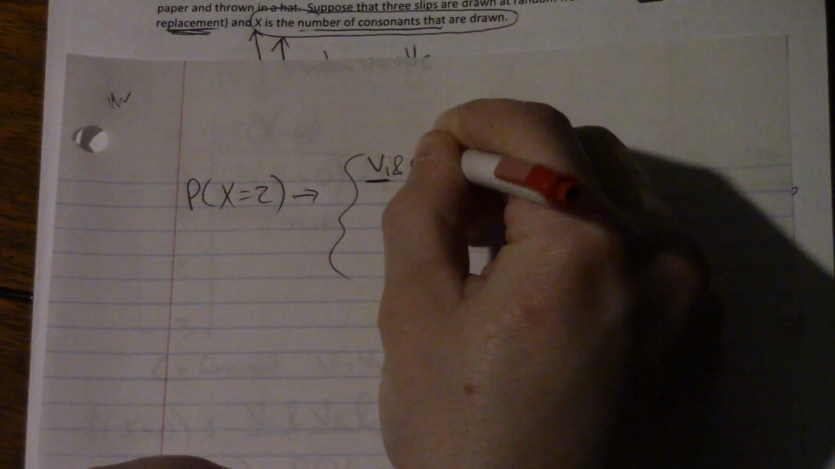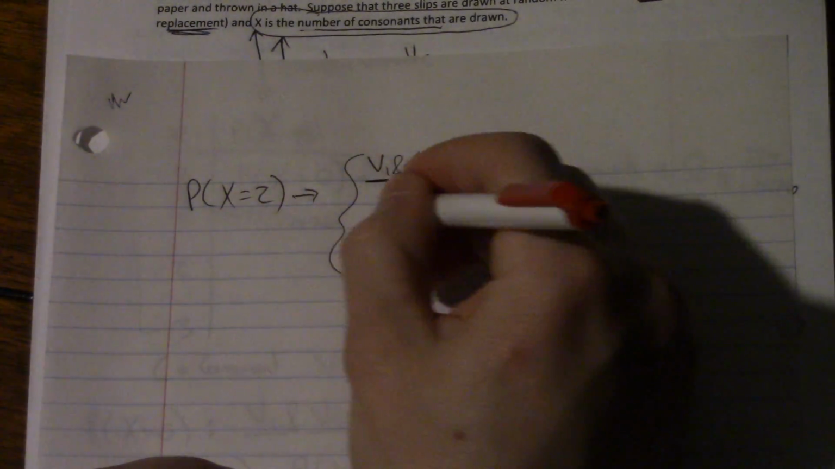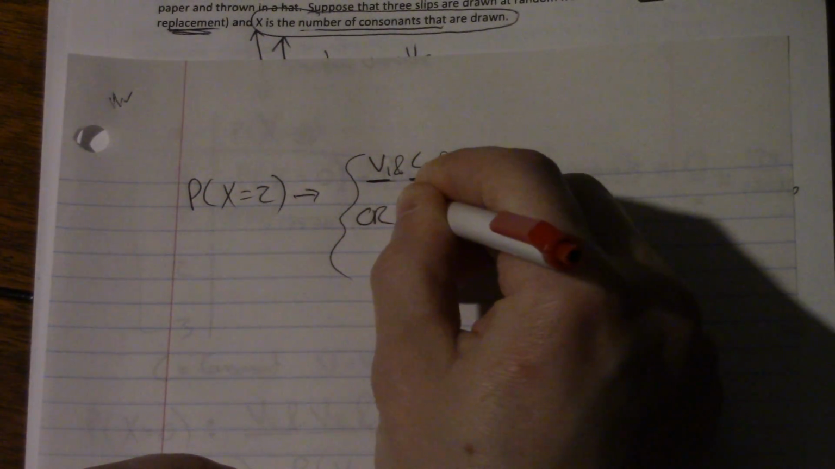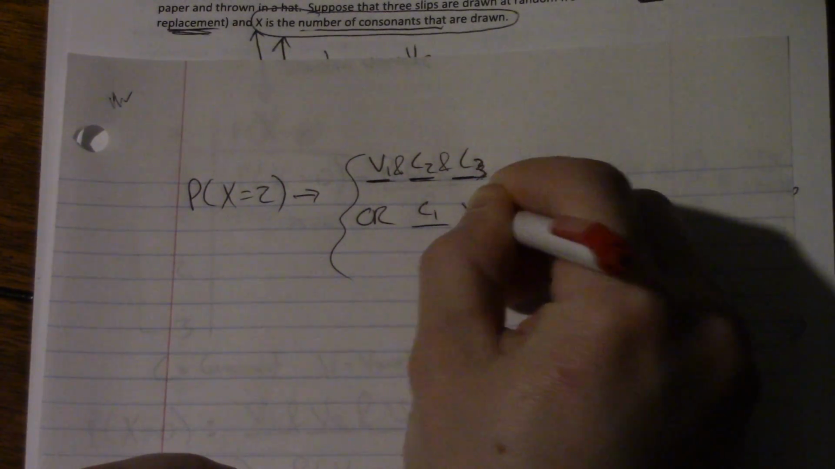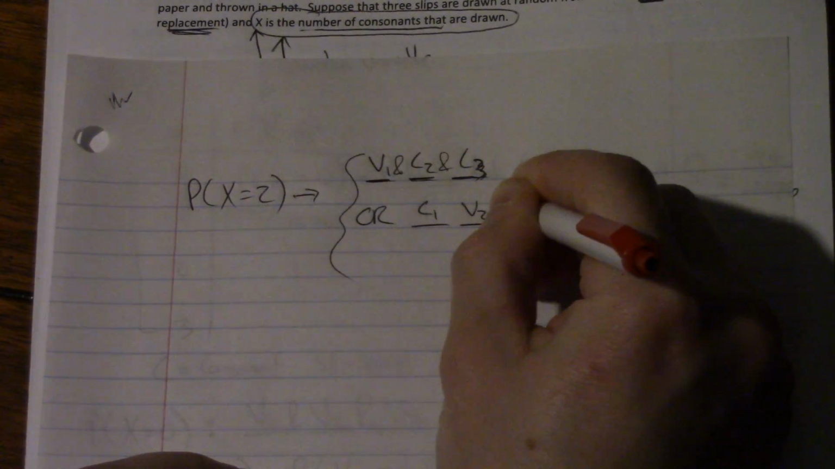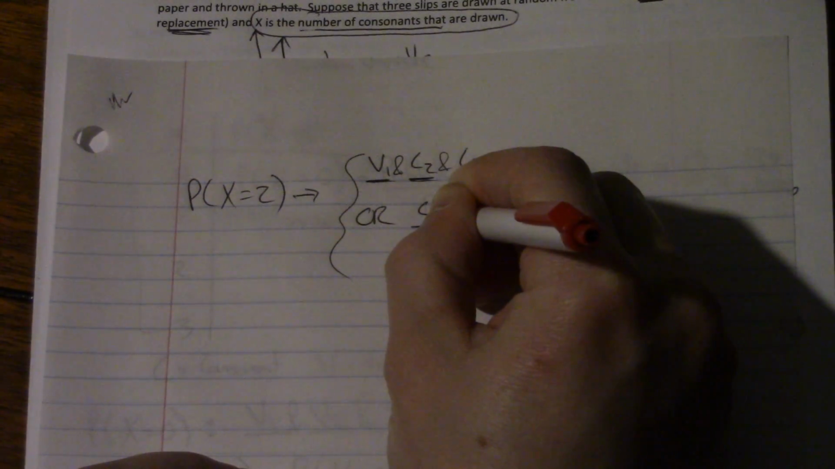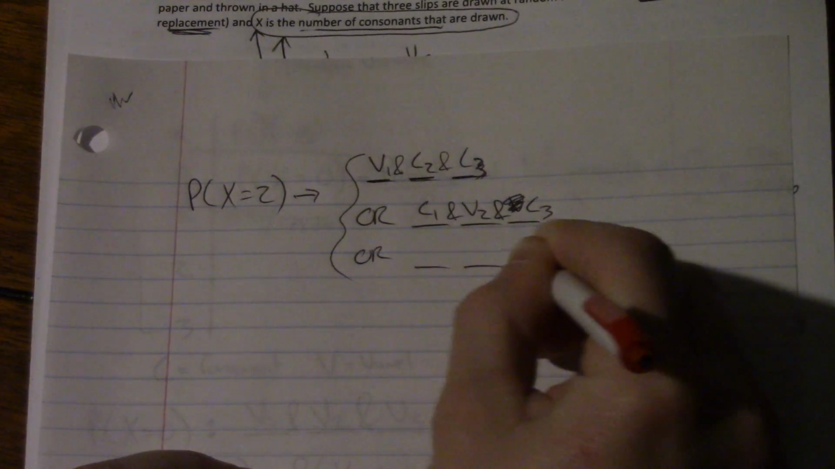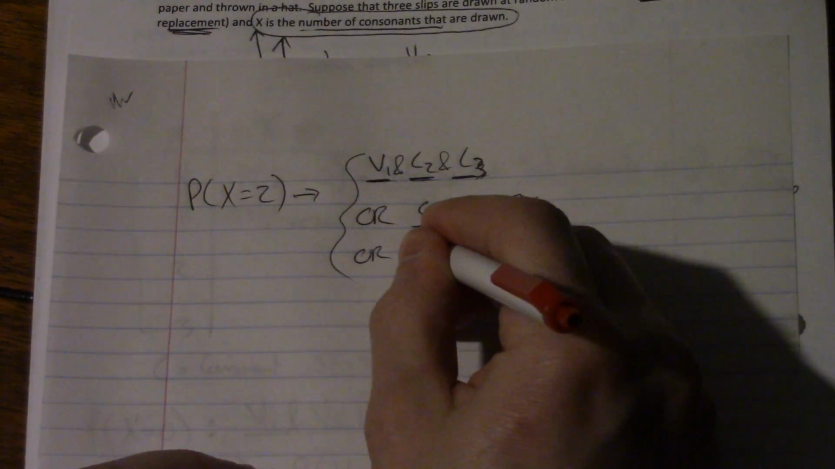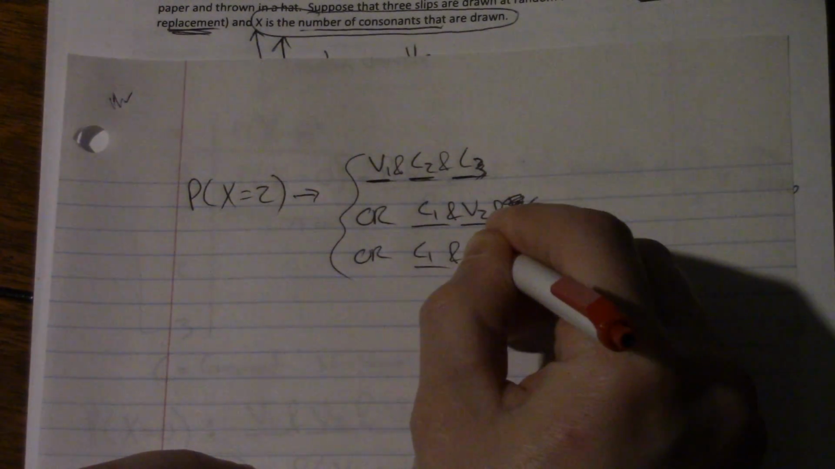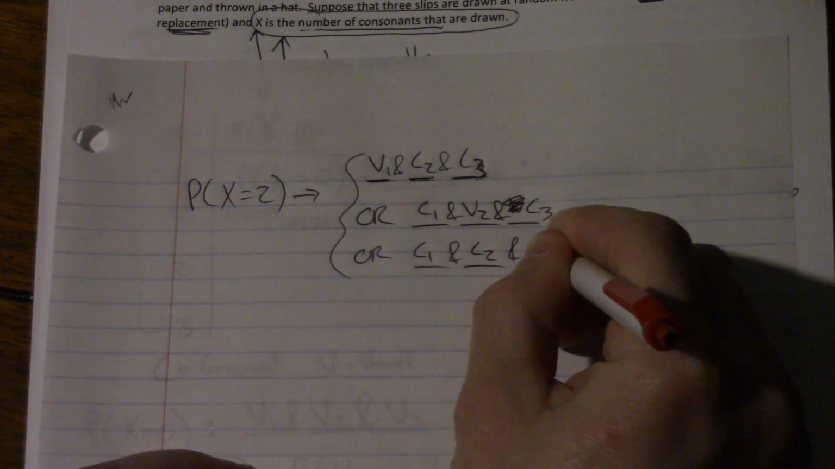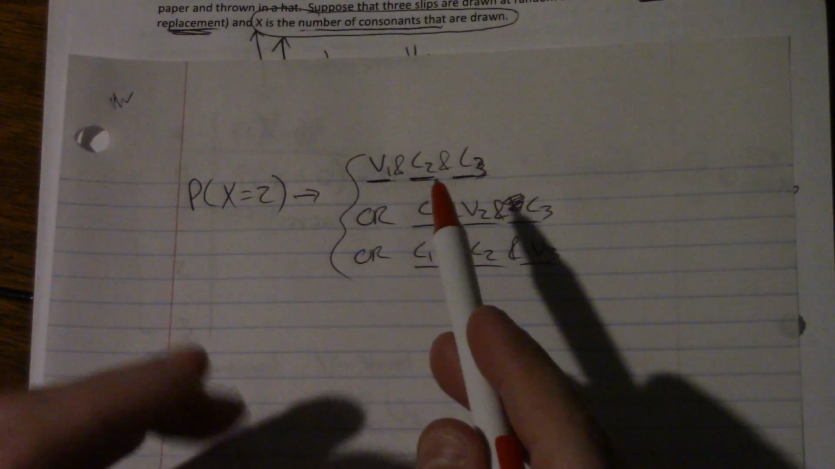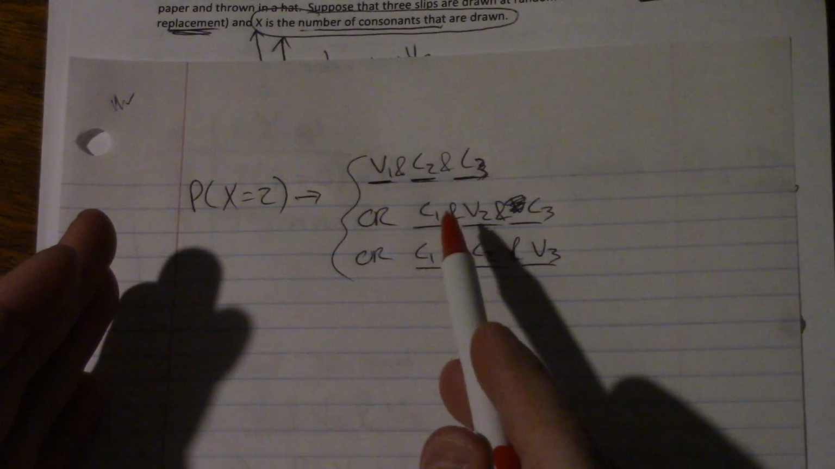Again, these have ands between them. Or we could have a consonant first, the vowel in the middle, and then the consonant third. Or the vowel could be the last one we draw, so we get a consonant first, a consonant second, and a vowel third. Just like before, we have to find these probabilities, and they're going to be the same number every time.